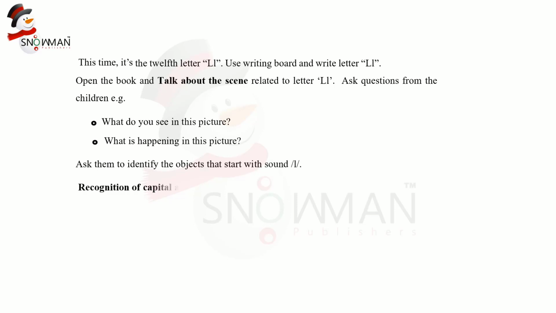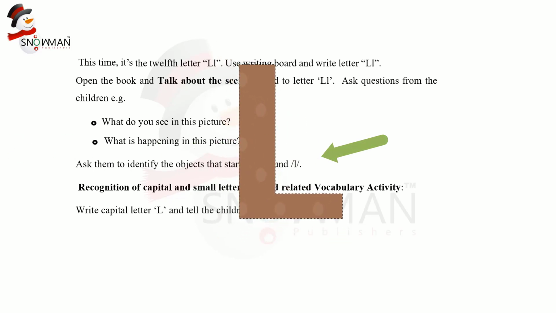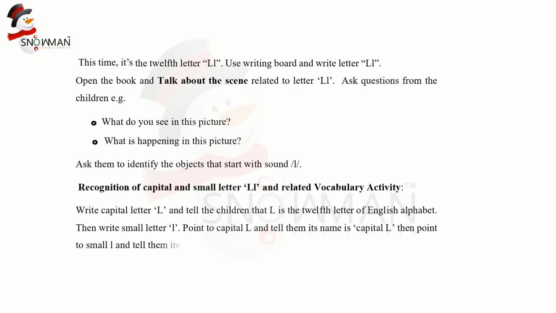Recognition of capital and small letter L and related vocabulary activity. Write capital letter L and tell the children that L is the 12th letter of the English alphabet. Then write small letter L. Point to capital L and tell them that its name is capital L. Then point to small l and tell them that its name is small l.